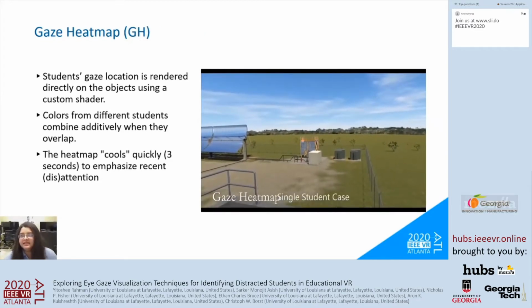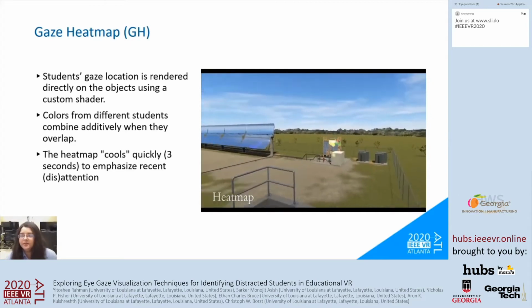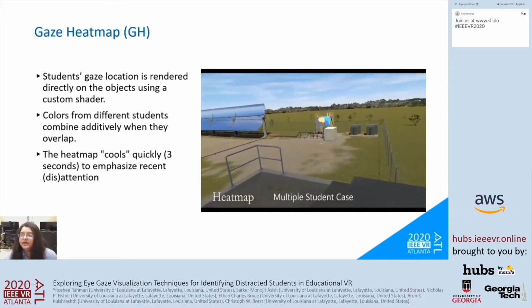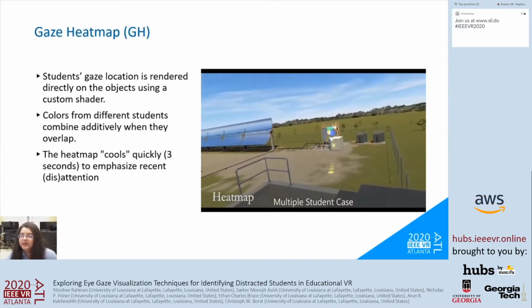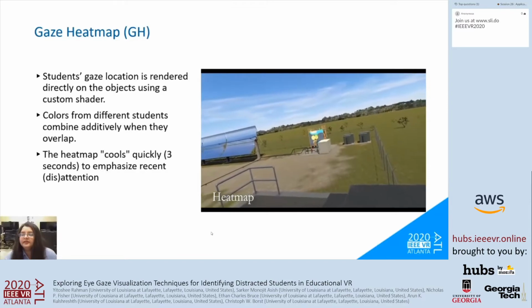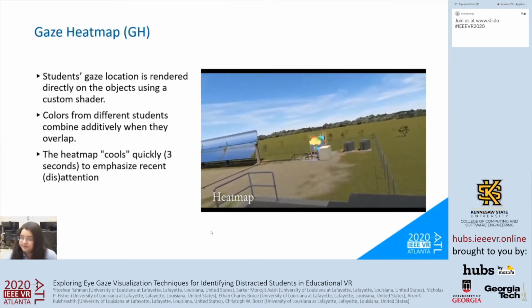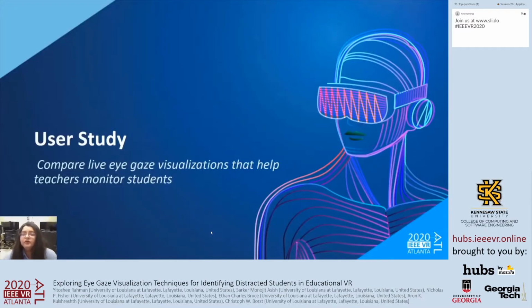Our last technique is the gaze heat map. Students' gaze locations are rendered directly on top of the objects using a custom shader. Colors from different students combine additively when they overlap. The heat map fades quickly to emphasize recent inattention. Now we move on to the user study, which compares live gaze visualization techniques that help teachers monitor students.